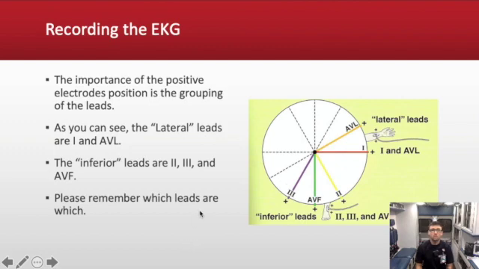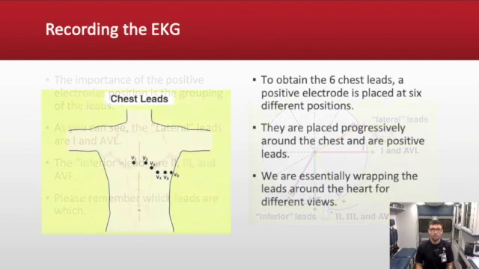So the importance of the positive electrodes' positioning is the grouping of the leads. As you can see, the lateral leads are 1 and AVL. The inferior leads are 2, 3, and AVF. And we need to remember which leads are which. Okay, so your lateral leads, lateral meaning side, and then inferior leads are 2, 3, and AVF. Inferior meaning kind of the bottom of the heart. So you have your lateral over here, and then your inferior leads where your cameras actually are at.